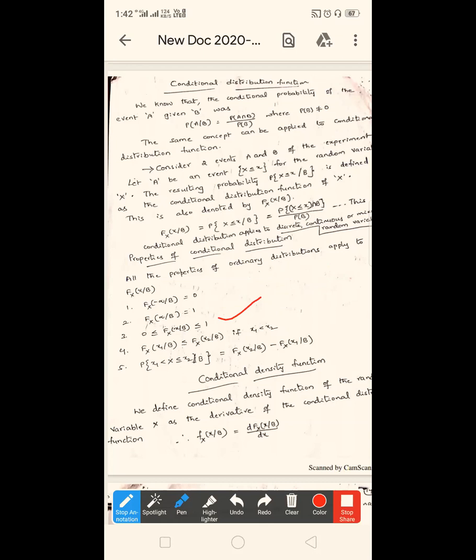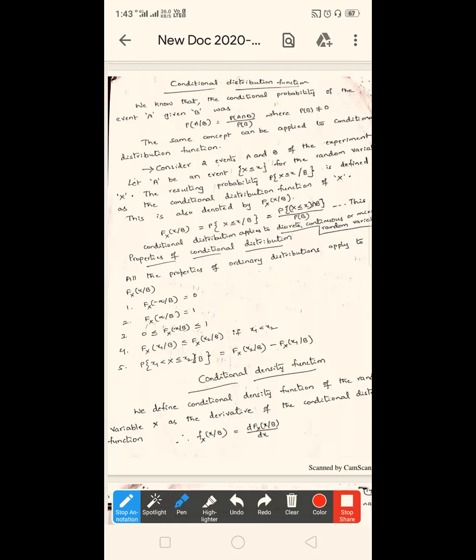Conditional distribution function value must lie in between 0 and 1. Okay.